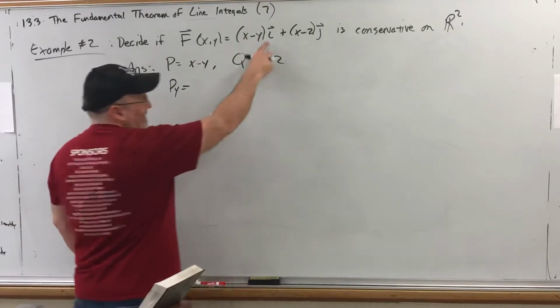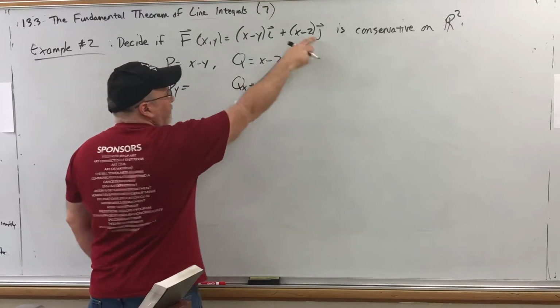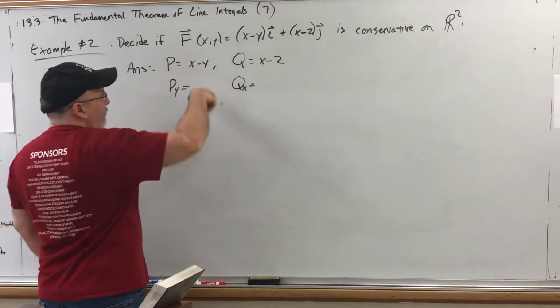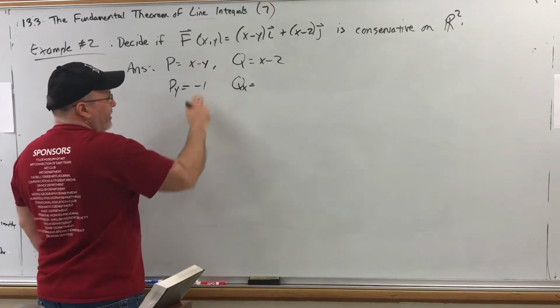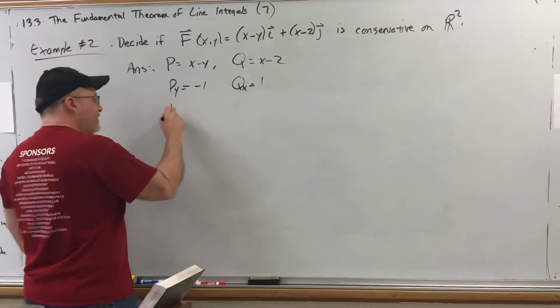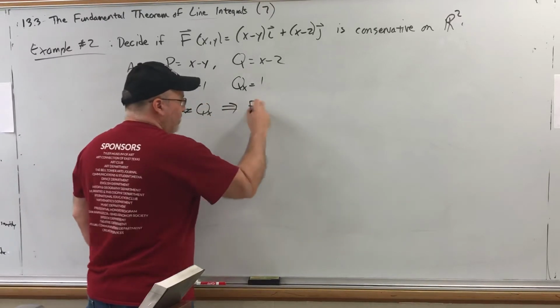Now when I say x, I kind of mean i. And the partial with respect to x of the y component function. And when I say y, I really mean j. So the partial derivative with respect to y of this function is just -1. The partial with respect to x of this function is +1. These are not equal. And that implies that F is not conservative.